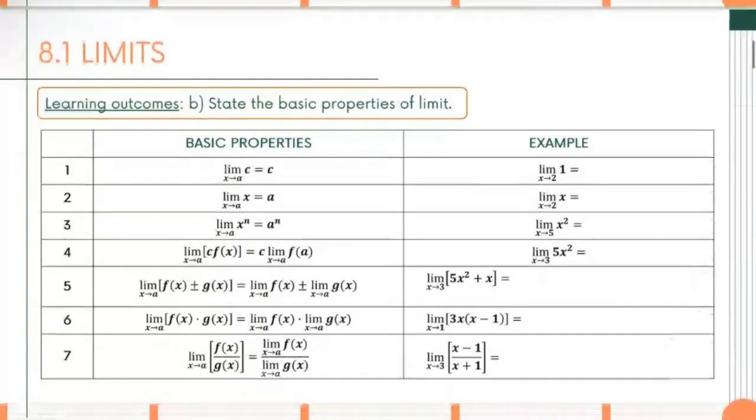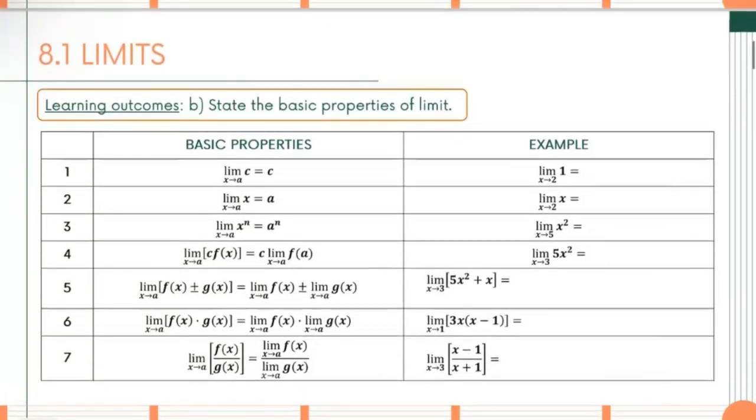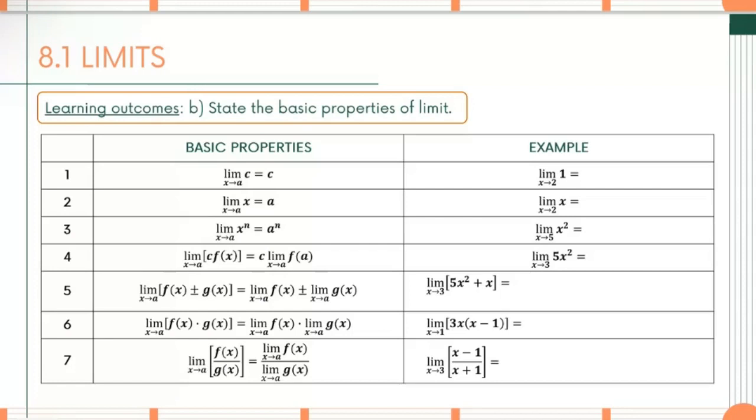Okay, now saya pergi kepada basic properties of limits. So this will be our second learning outcomes, which is state the basic properties of a limit. So there are lebih kurang 7 properties. Okay. So the first one adalah limit of a function c ni apa?